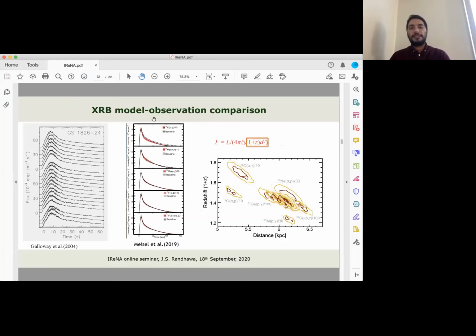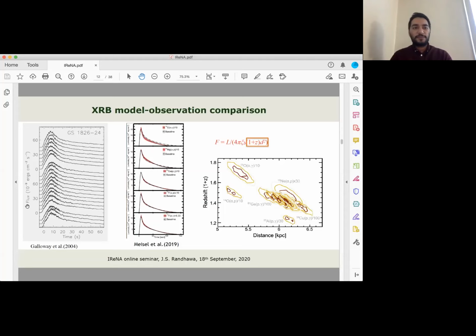So the reason is that the modeling of the X-ray burst light curves is important for the model-observation comparison. If you look at the left side here, these are the light curves which were observed for this source, which is also known as the clocked burster, because it is well behaved, or let's say a textbook example of an X-ray burster. And on the right side is the impact of different reaction rate variations on this light curve.